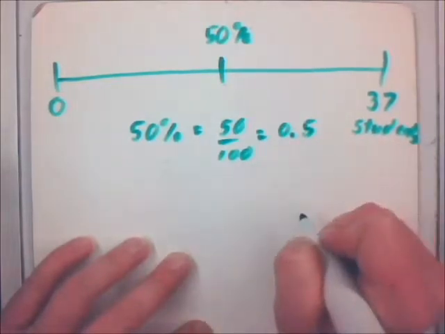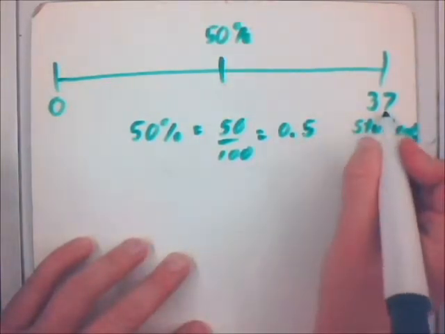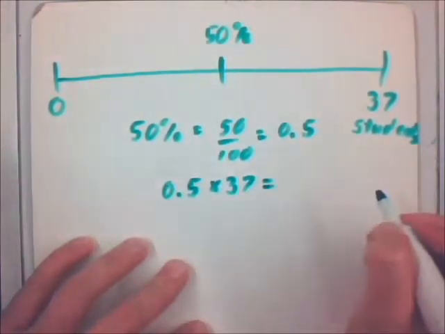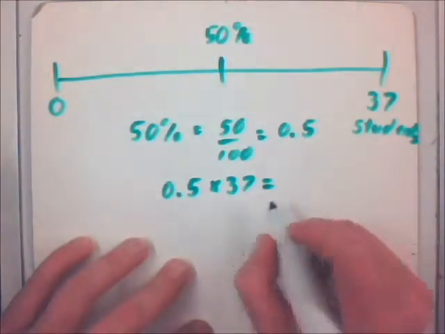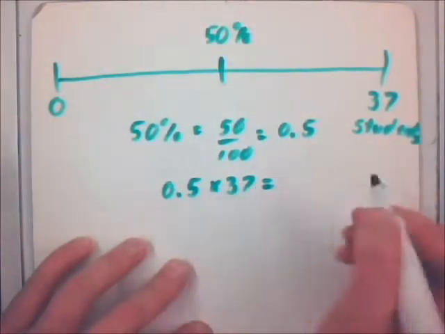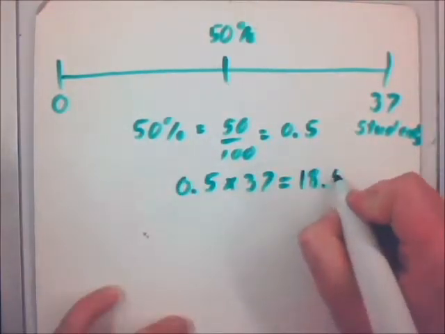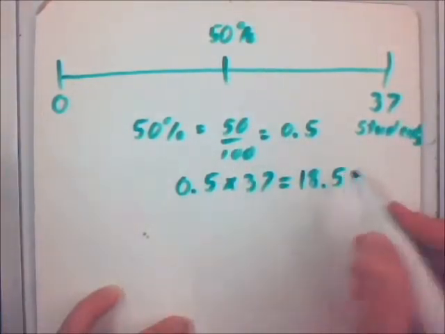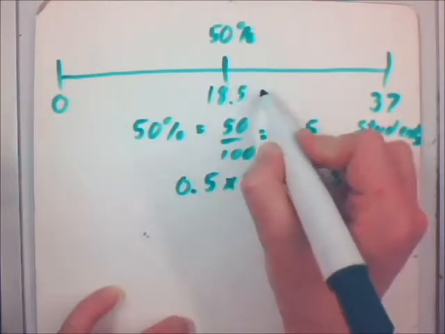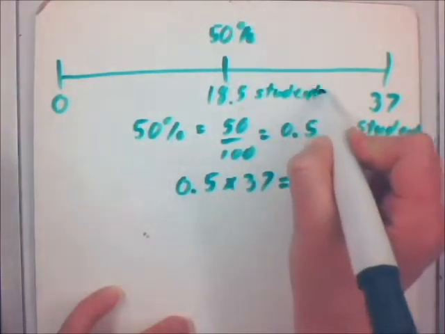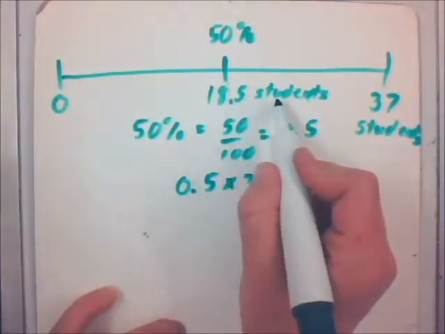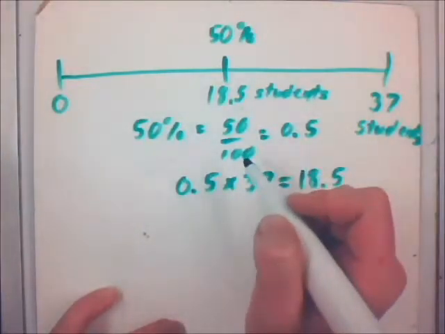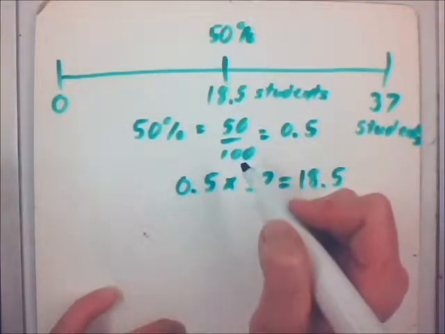Now that I have this as a decimal, I'm going to multiply it by the total number of students. So 0.5 times 37 will give me the answer, 18.5. So 50% of 37 students is actually 18.5 students. In this example, 18.5 students doesn't make a lot of sense, so we can either round it to 18 students or 19 students. We have to round it to a whole number because we can't have half a student.